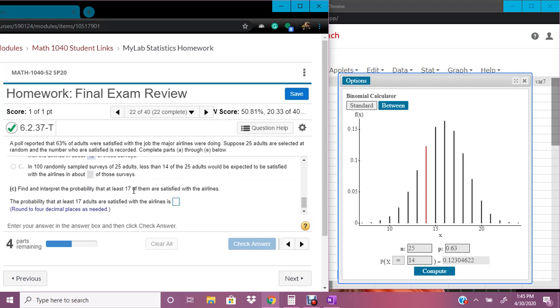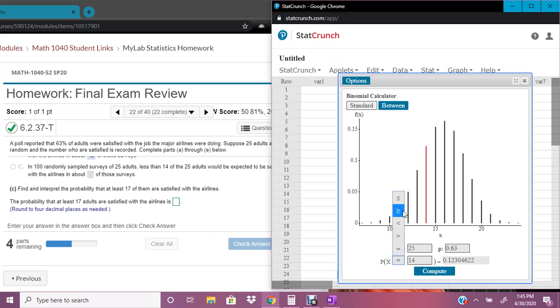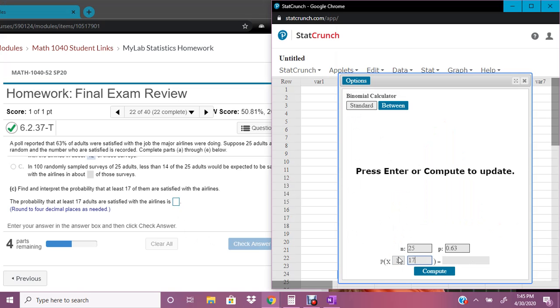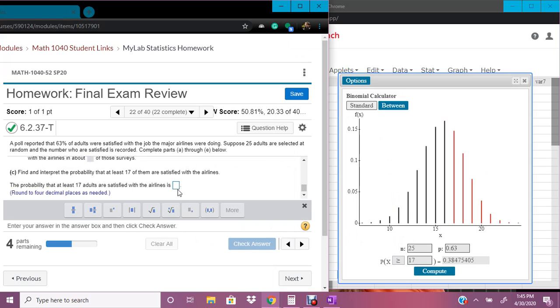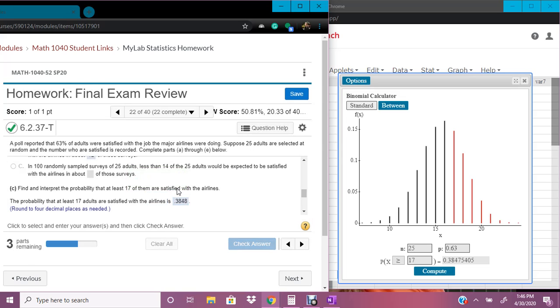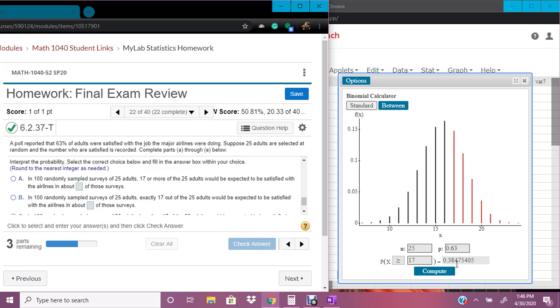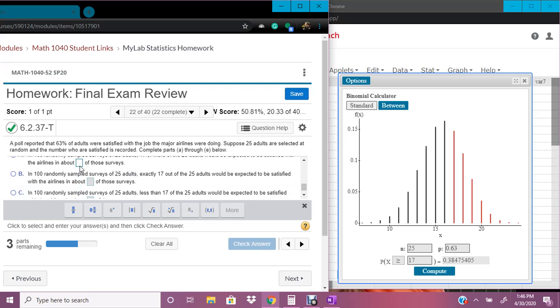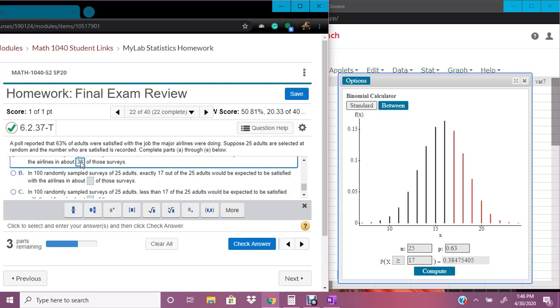And then we want at least 17. So at least 17 means that you can have 17, 18, 19, all the way up to 25. So it's 17 or more. So x is greater than or equal to 17. That one confuses a lot of people because it says at least, so you think less than, but at least is actually greater than. And then the same thing, you would just times this number by 100, and you want 17 or more, the one that we calculated, and be 38.